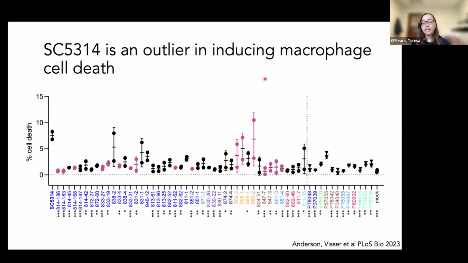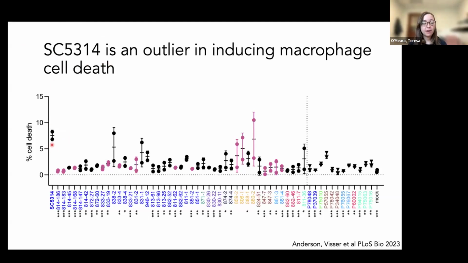Because the relationship between morphogenesis and cell death has been really nicely elaborated for SC5314, we then looked at all of our different commensal isolates for their ability to induce cell death in macrophages. These are bone marrow-derived macrophages that have just been added with Candida. There's no priming agent, no LPS.